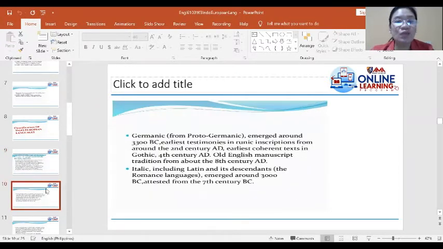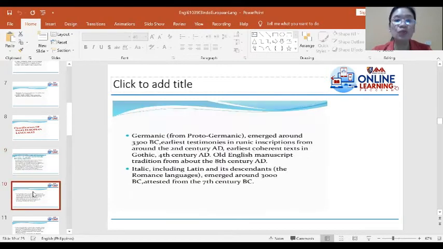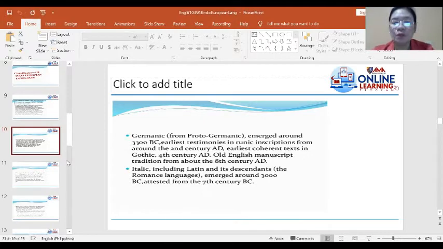Okay, and then we have here another one, the Germanic. From Proto-Germanic, emerged around 3300 BC, earliest testimonies in runic inscriptions from around the 2nd century AD.